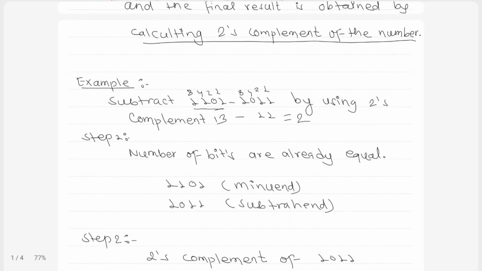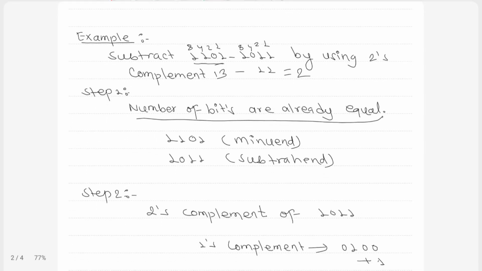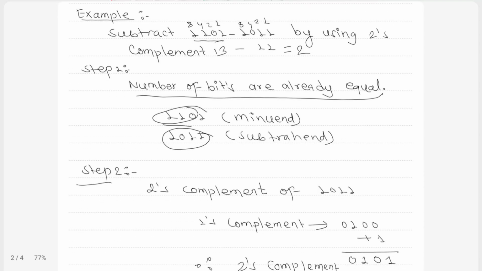The number of bits are already equal, so we do not need to make them equal. First, that is the minuend, and that is the subtrahend. Step number 2, two's complement of 1011. We make the two's complement of the subtrahend.